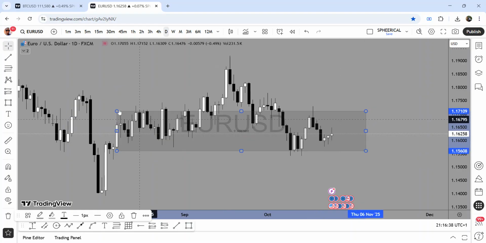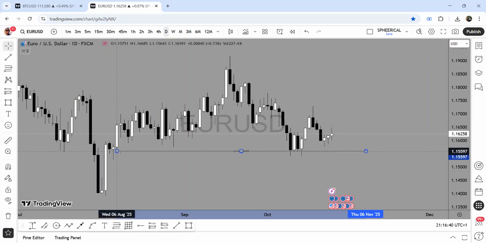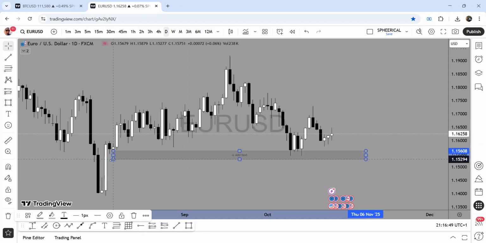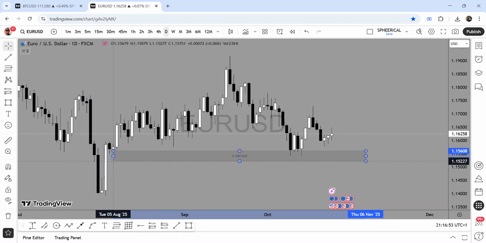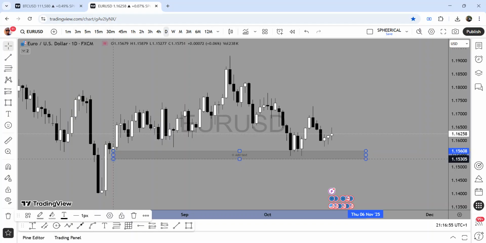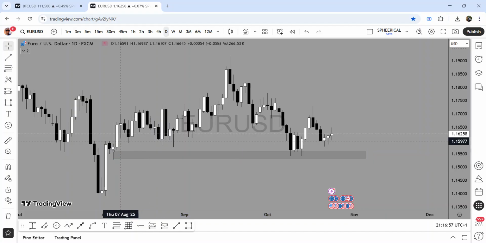If you can see, there is a place where the market reacted at this order block. This order block has not been invalidated. This order block is still valid. That's why the market tested it. This is where the order block started. You can see it clearly.